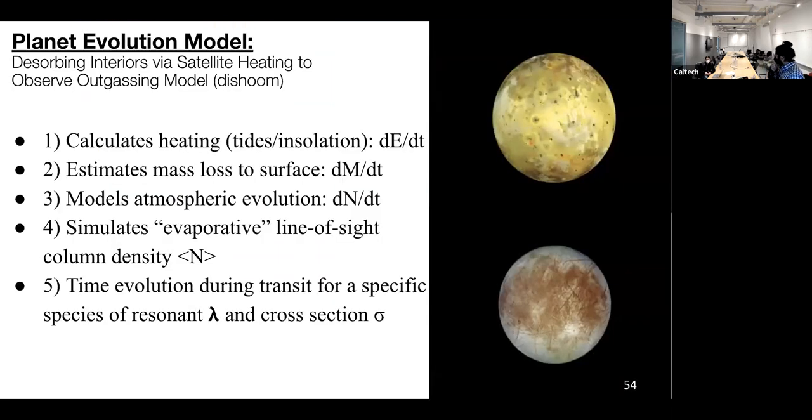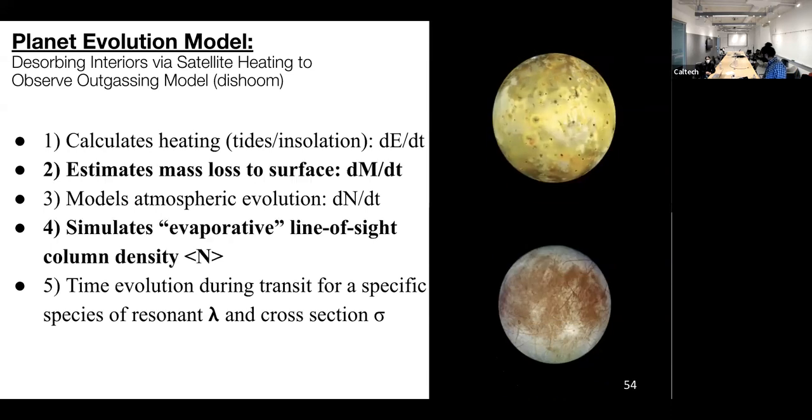And yeah, so the tool I use to do this mostly stays analytical, and I do many numerical simulations afterwards. But first, it's just a simple formula where we want to calculate the heating inside the body. These are benchmarked to Io and Europa, that's why they're shown there. And then estimate the mass loss to the surface, and then simulate that evaporative column density.